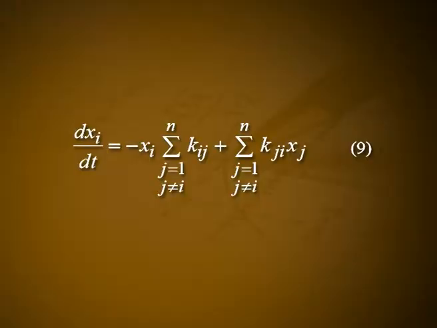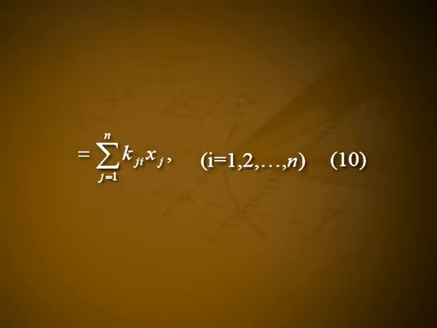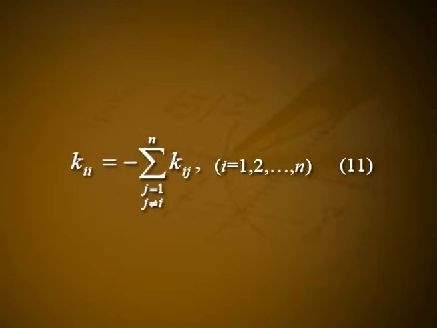Dividing by delta t and proceeding to the limit as delta t tends to 0, we get dx_i by dt is equal to minus x_i summation j equal to 1 to n, j not equal to i, k_ij plus summation j equal to 1 to n, j not equal to i, k_ji x_j, which is equal to summation j equal to 1 to n k_ji x_j, i is 1 to n, where we define k_i is equal to minus summation j equal to 1 to n, j not equal to i, k_ij, i is equal to 1 to n.